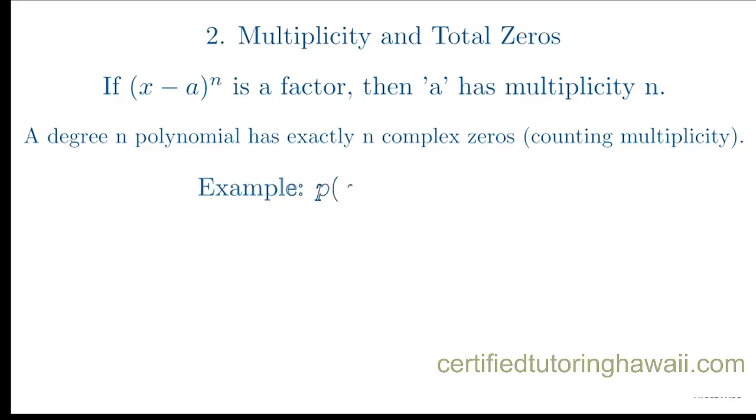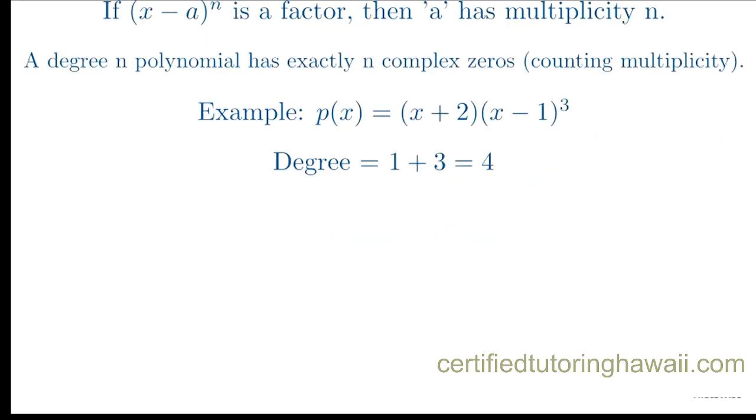Consider the polynomial p of x equals x plus 2 times x minus 1 cubed. First, let's find the degree. Here we have a linear factor and a factor raised to the third power. The degree of the polynomial is the sum of the powers of its linear factors, which is 1 plus 3, or 4. Since the degree is 4, we expect exactly 4 zeros.